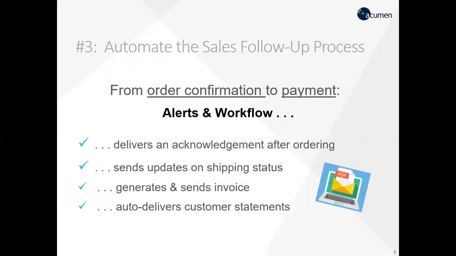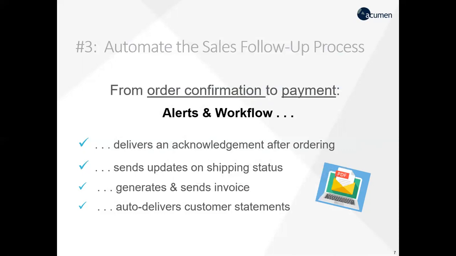Use number 3, this is actually multiple uses. The most common uses of Sage Alerts and Workflow is to automate many of the steps in the sales process, even from delivering an original quote to a prospect or customer, to then sending an order confirmation or acknowledgement after an order's been placed. We've already discussed sending updates on shipping status.